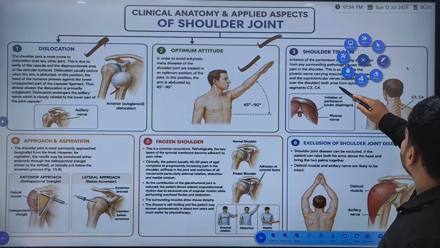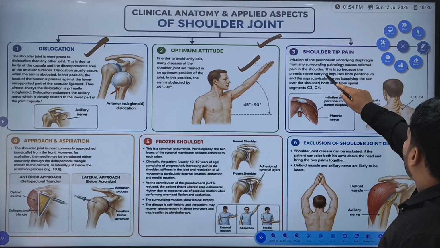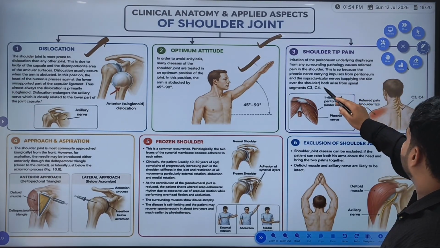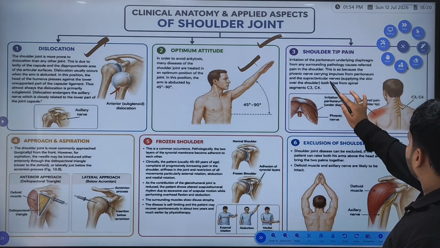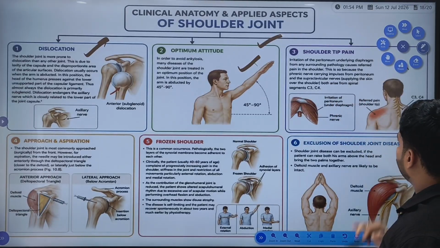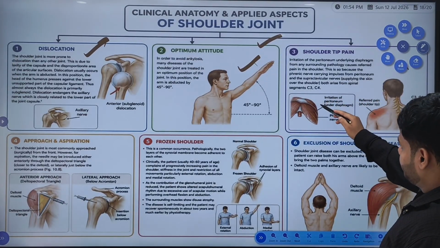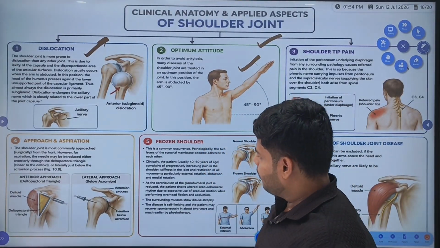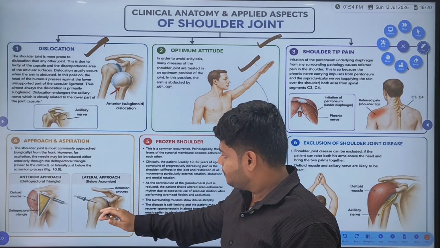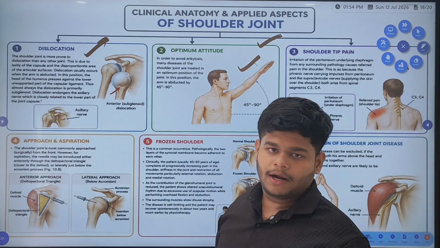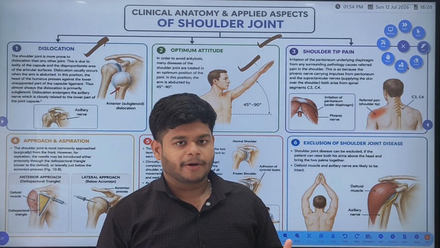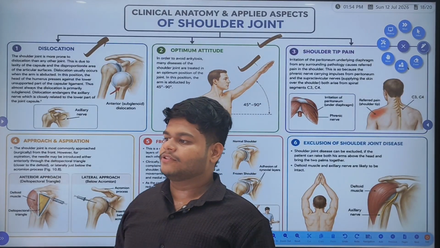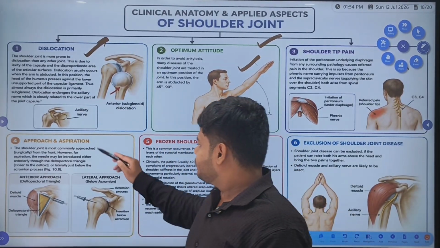Shoulder tip pain: irritation of the peritoneum underlying the diaphragm from any surrounding pathology causes referred pain in the shoulder. This is because the phrenic nerve carrying impulses from the peritoneum and the supraclavicular nerves both arise from the segments C3 and C4. This is an aspiration method. We put the syringe in and remove the fluid for testing purposes. Wherever there is the presence of TB or any other conditions, aspiration is done from the shoulder.